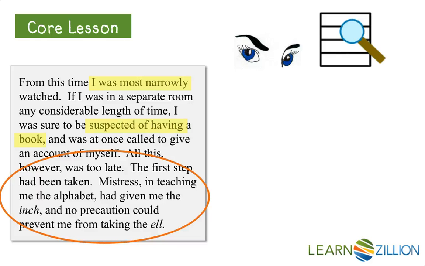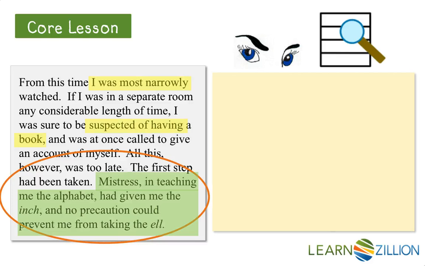This basically means that by teaching Frederick the alphabet, Mistress Hugh kindled the flame of learning inside Frederick, and once that flame was lit, nothing could stop him from learning more. I think that might be significant, so I want to make notes again.